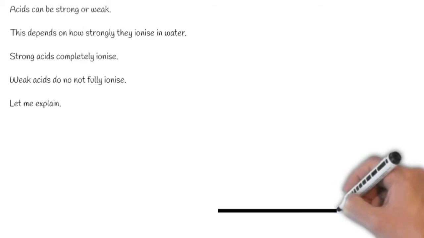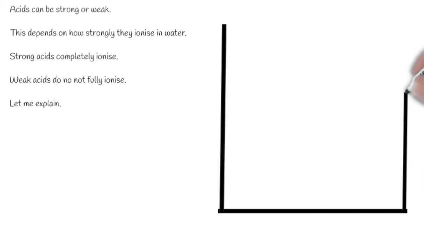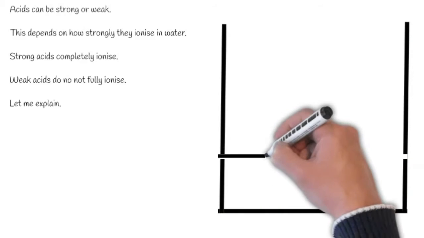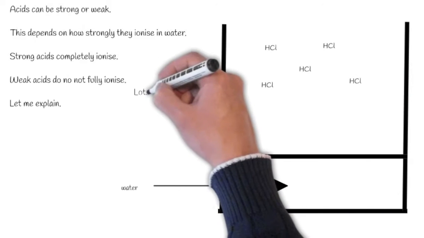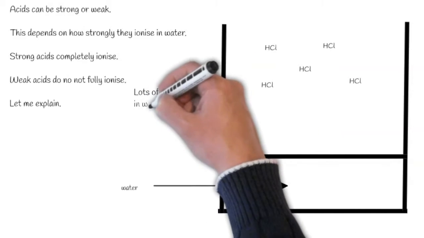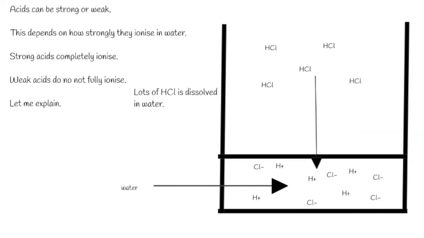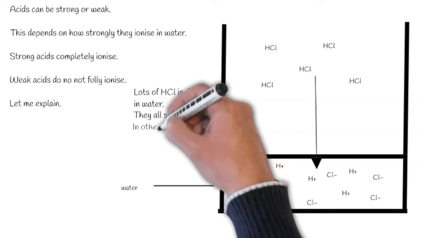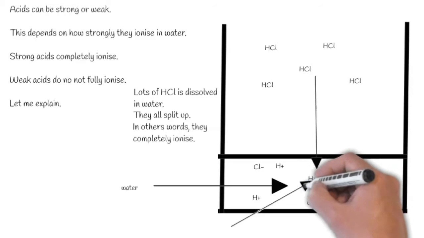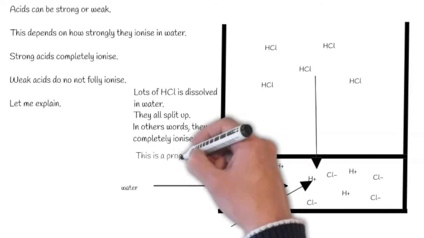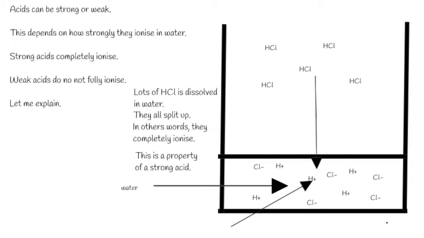Let me explain. Here I am going to draw a rather large beaker. And this represents water. If we dissolve lots of hydrochloric acid in water, and we do that here, they all split up. In other words, they completely ionize. You see lots of H+ ions here. This is a property of a strong acid. They completely ionize.